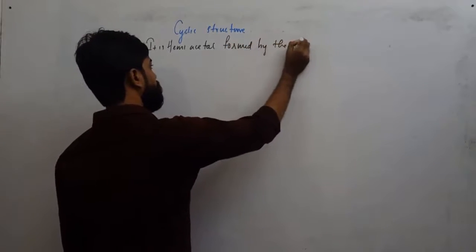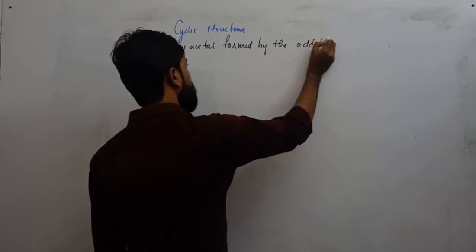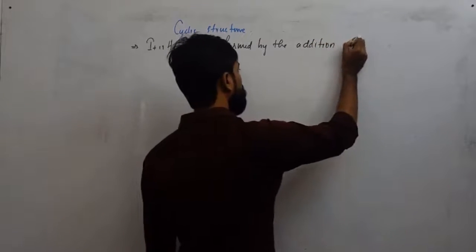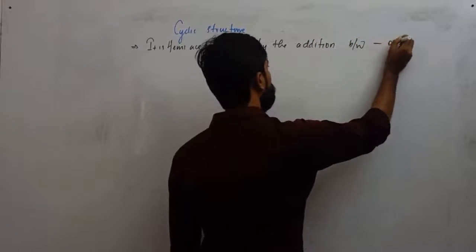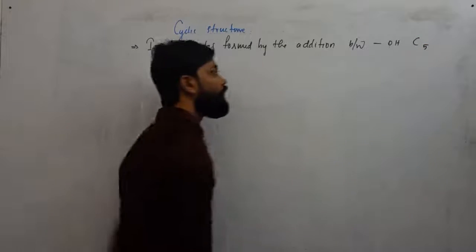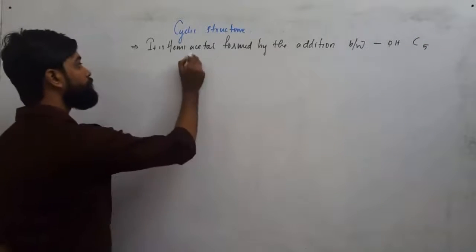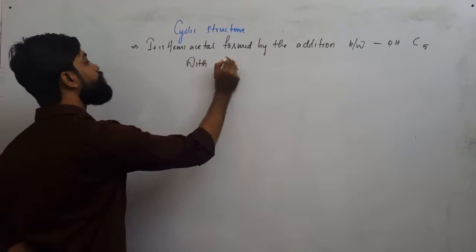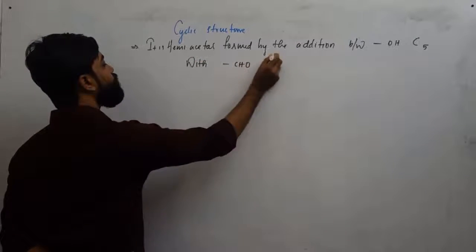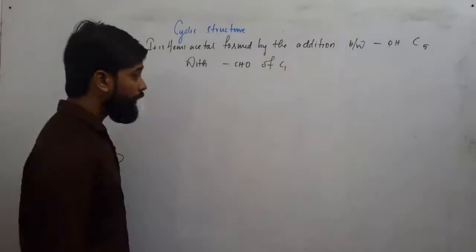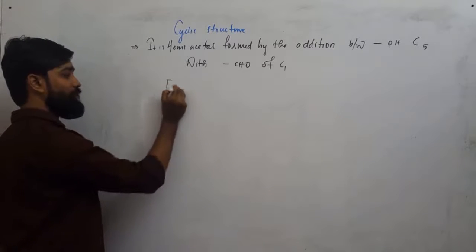the addition. What kind of addition? It is a hemiacetal formed by the addition between the OH of C5, the OH from the fifth carbon, with the CHO, the aldehyde group of the first carbon. I think you are familiar with hemiacetal formation.